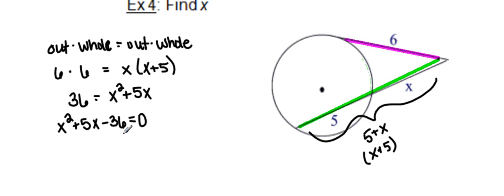And at this point, I'm looking for factors of negative 36 that add up to 5. I'm going to hold for a minute and see if you can find those on your own so that you can get some practice in factoring.